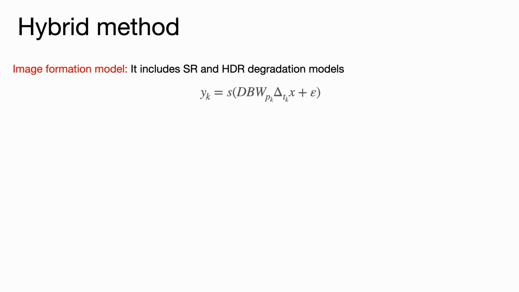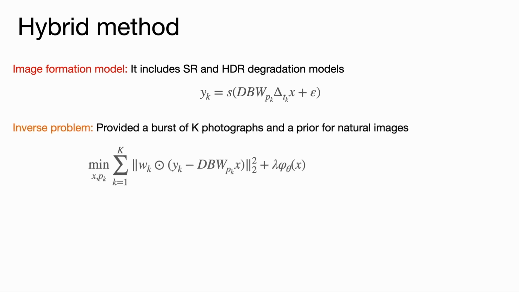S is saturation nonlinearity, and epsilon models the noise. A standard way to tackle the reconstruction problem is to minimize the following penalized energy, which consists in a data fidelity term, leveraging the forward model above, and a prior, favoring natural images.